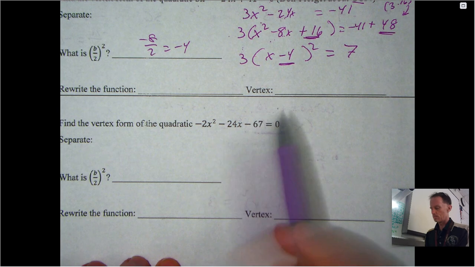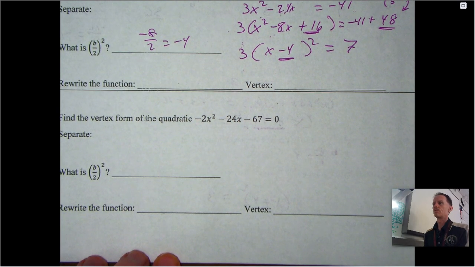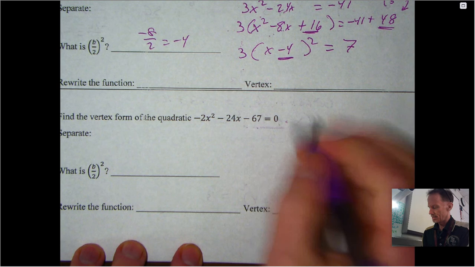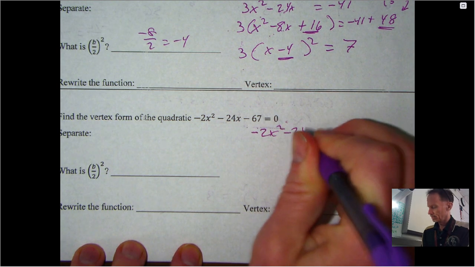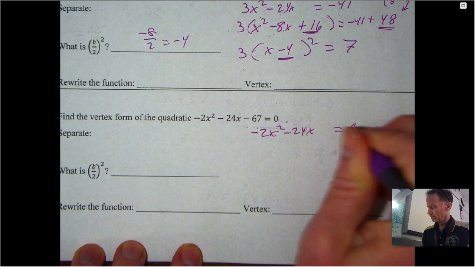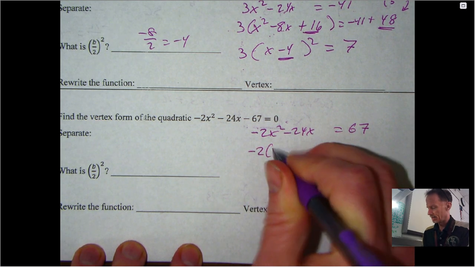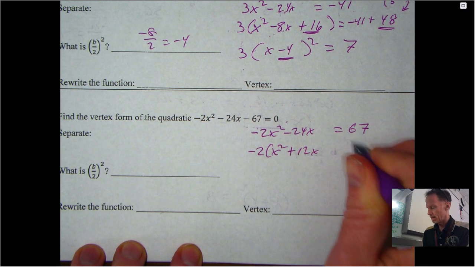So pause the video one more time, see if you can do this one on your own, and then we'll wrap it up for this one. So I'm going to add the 67. I'm going to take a GCF of negative 2 out, mind the sign. So that's going to be x squared plus 12x, leave a space.